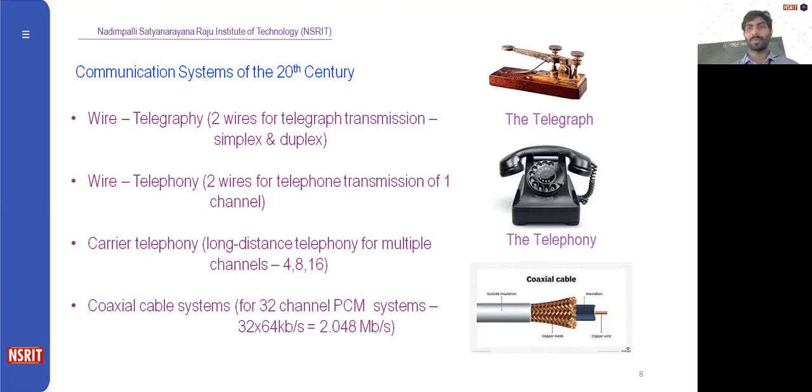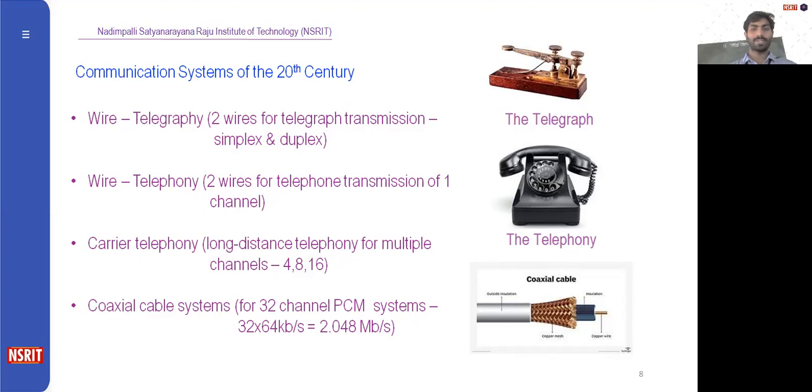Duplex is used for two-way communication. Simplex is for only one-way communication. Wire telephony: two wires for telephone transmission of one channel. Here we use only a single channel, but we are using two wires in the single channel. Then came carrier telephone. Carrier telephone is for long distance telephone using different channels, that is 4, 8, and 16. That means we can use 4 channels, 8 channels, and 16.